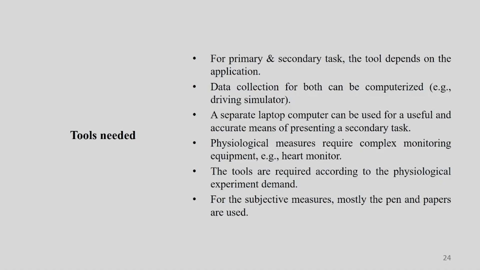So the tools are required according to the demands of the physiological experiment. As I mentioned, based on the objective of your research, you need to decide which physiological variables you are looking for. For the subjective measures, mostly pen and paper are used, because you ask participants to rate on pen and paper. It can be online also, however it is best that you have the data with you, so the pen and paper method.